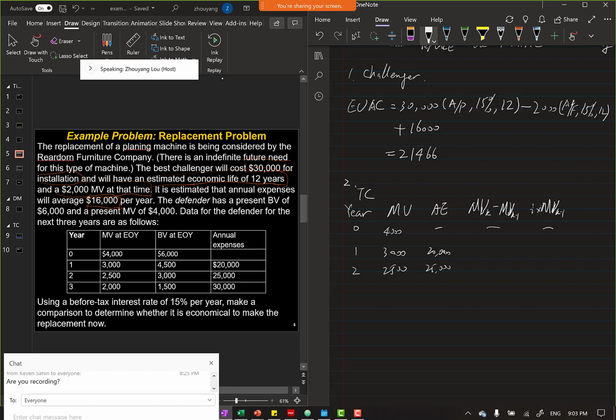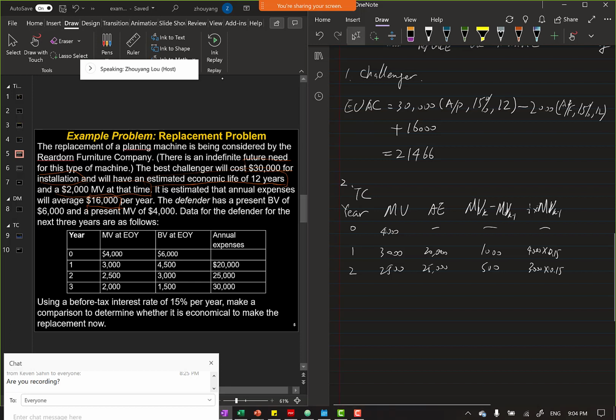Yep. So that's 1,000 for year 1 and 500 for year 2. So for this one, that's just 4,000 times 15%. And then that will be 3,000 times 15%. And we add up all these numbers. We have the total marginal cost for the first year. That's 2,600.